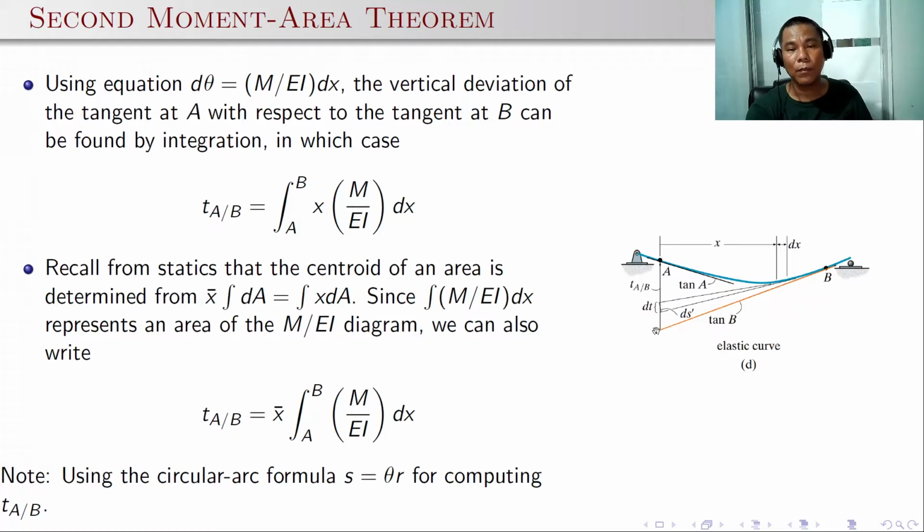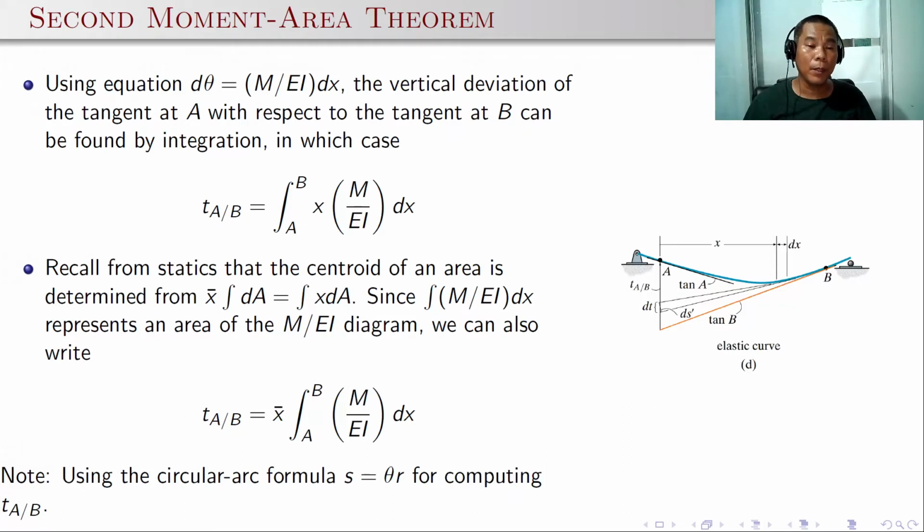If we use the circular arc formula, that is, the arc is equal to the interior angle times the radius, and since the deflection is very small, then the radius can be assumed to be equal to x, this one, x times the angle d theta, but d theta is actually equal to M over EI dx. That's why this equation is t of A with respect to B is equal to this x times d theta, and d theta is M over EI dx. So the integral is taken from point A to point B.